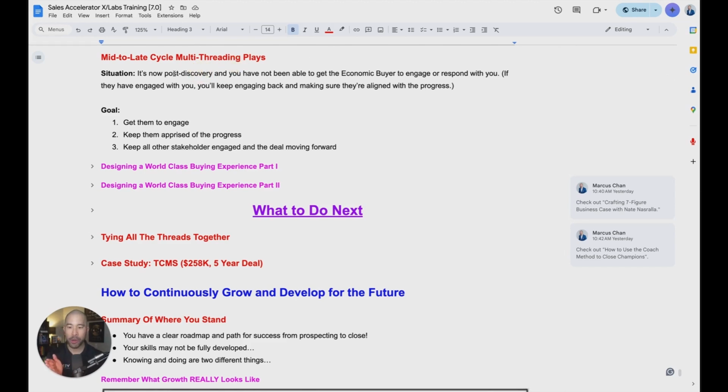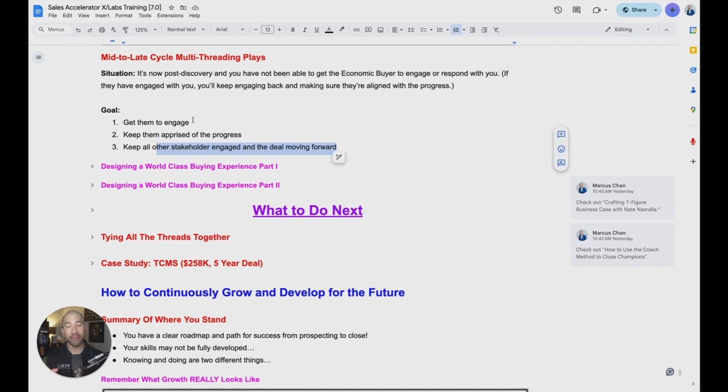It's now post-discovery, and you have not been able to get the economic buyer to engage or respond to you. Now, if they have engaged with you, you'll keep engaging back and make sure it's aligned with the process. So our goal here, still in the mid to late cycle multi-threading plays, is to get them to engage, keep them apprised of the progress, and keep all the stakeholders engaged in the deal moving forward.